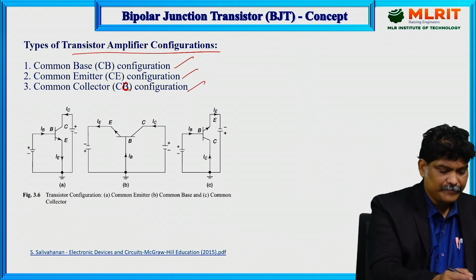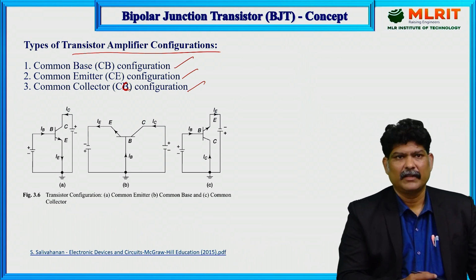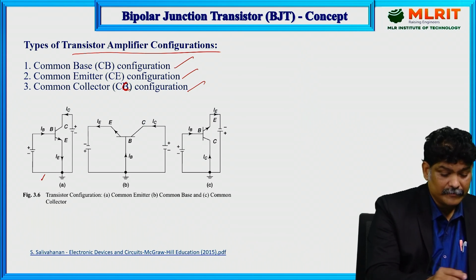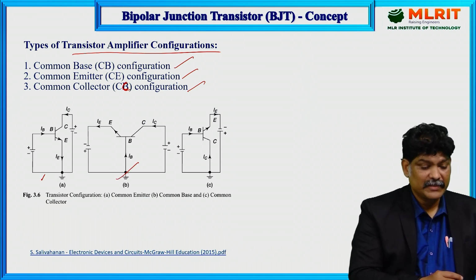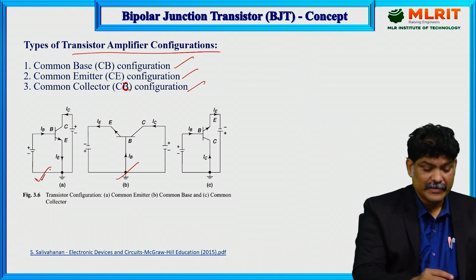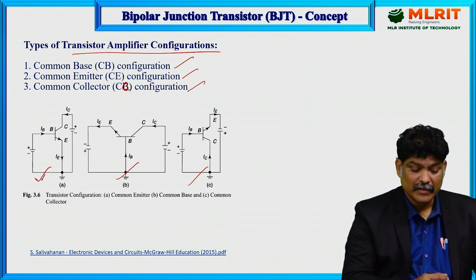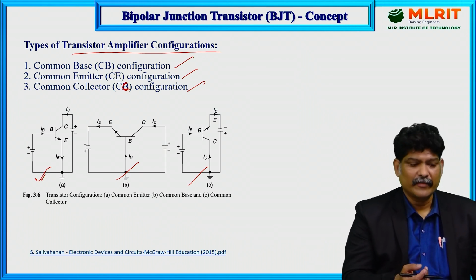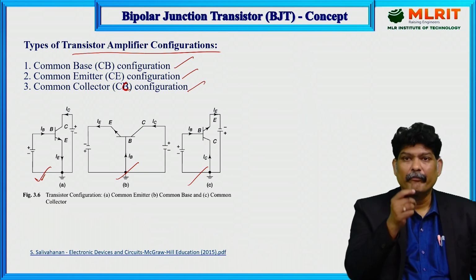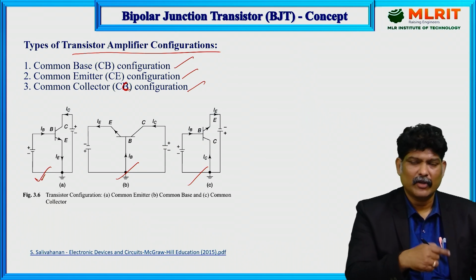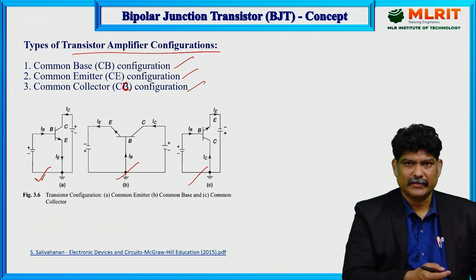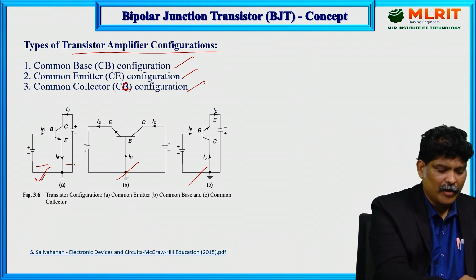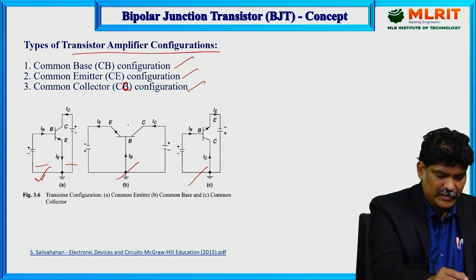So what is the common base configuration? This is the common base configuration. The second one, the first one is the common emitter configuration, and the third circuit represents the common collector configuration. Common base configuration means the base terminal is grounded. It is also called the grounded base configuration, or you can say the base terminal is common to both the input port and output port, like this. So this is your common base, right?